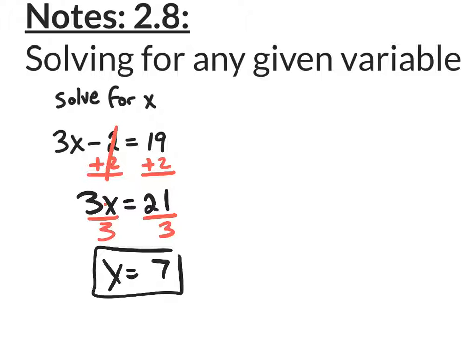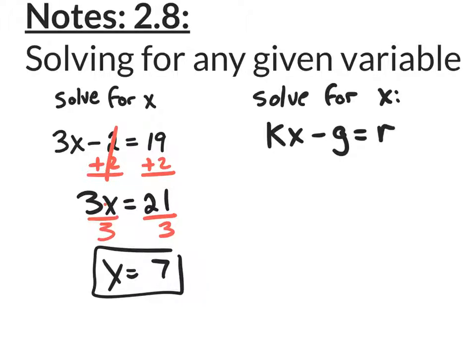No big deal. But what I wanted you to do now is to solve this new equation. Kx minus g equals r. Now you're probably thinking, what the heck's going on? There's not even any numbers involved right here. That's correct. There are no numbers. But we need to solve.